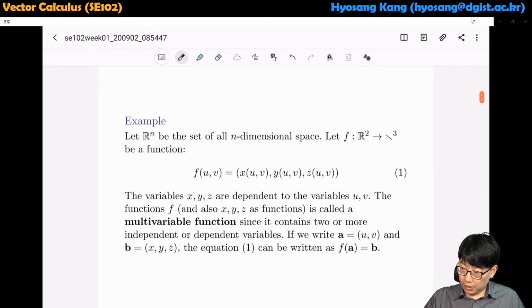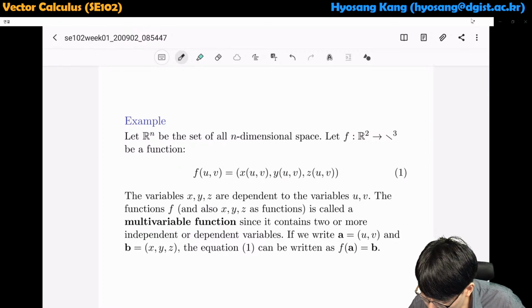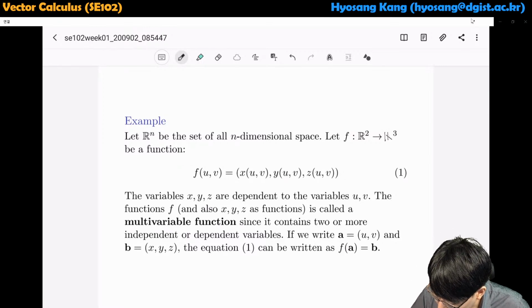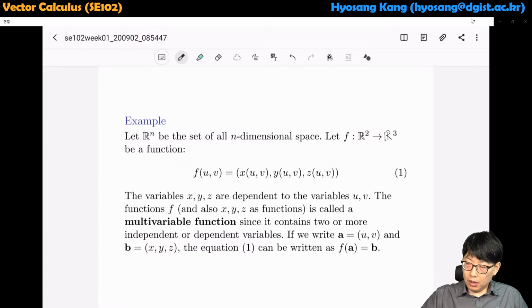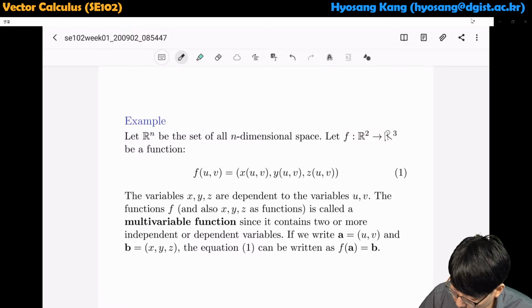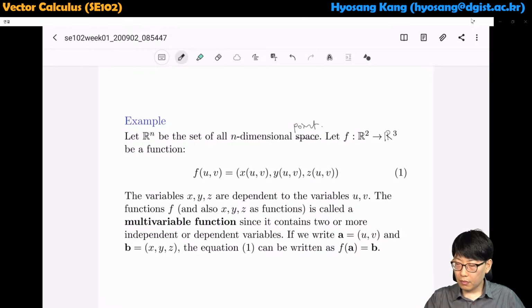So let me look at another example. Here's a typo, so R3. So this is R. Okay, so let's say Rn is the set of all n-dimensional points. Sorry, that was a typo. So Rn is an n-dimensional space, which means that it contains all n-dimensional points.